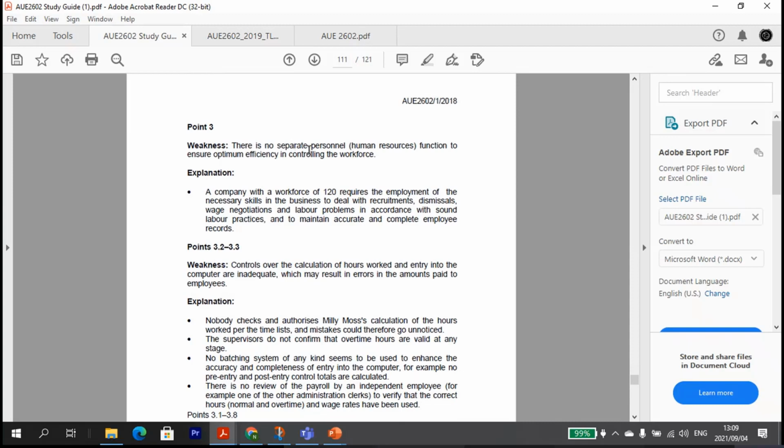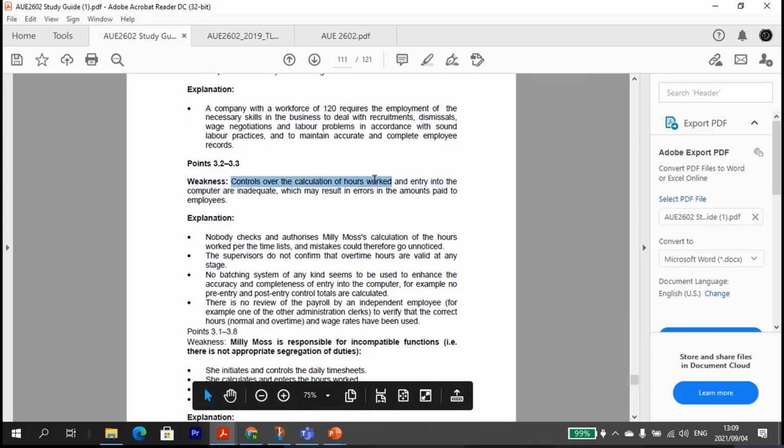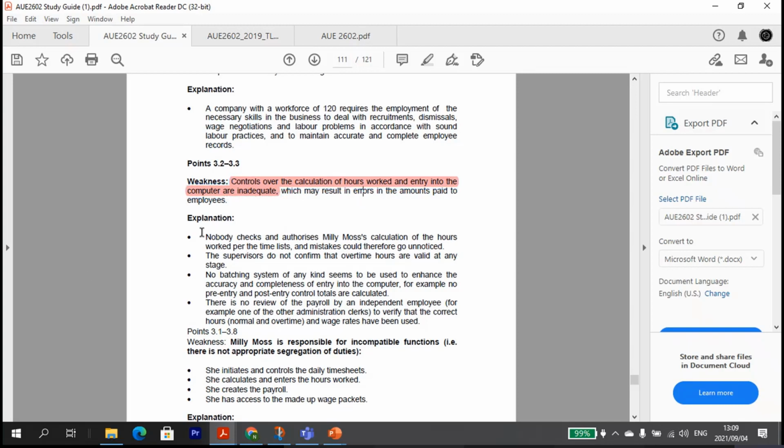So there is no separate personnel function to ensure this. Okay, here it is. It says that controls over the calculations of hours and entry are inadequate. This may result in errors in the amount paid. Nobody checks and authorizes these calculations of the hours worked per time list, and mistakes could therefore go unnoticed. The supervisors do not confirm that the overtime hours are valid. There's no batching system of any kind seen to be used to enhance the accuracy and completeness of what's being entered into the computer. There is no review by an independent employee to verify that the correct hours and wage rates have been used.